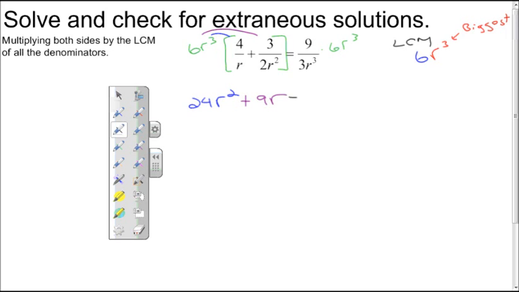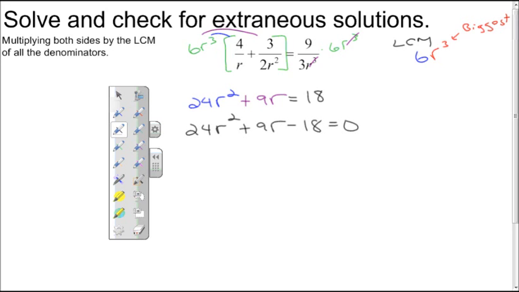And on the right side of the equation, we get 18 because the r cubes cancel nicely, and you get 54 over 3, which is 18. So here now I just have a quadratic. So I'll try and set it equal to 0 by subtracting 18 from both sides.